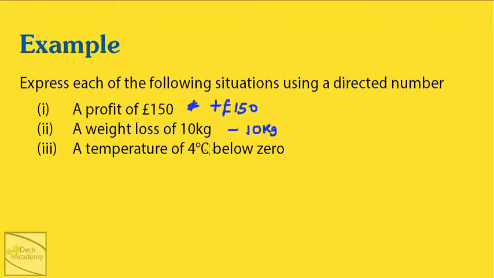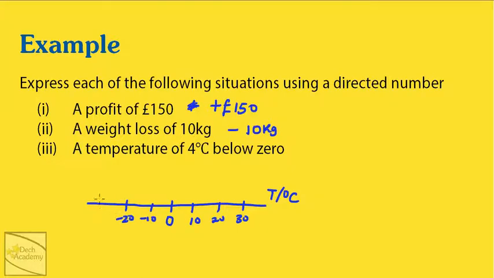A temperature of 4 degrees below 0. So just think of a number line. Think of 0 somewhere here. Let's say this number line represents temperatures in degrees Celsius. To the right you have 10, 20, 30, and so on. To the left you have minus 10, minus 20, minus 30. Now, a temperature of 4 degrees below 0 is a temperature that is less than 0. So it means you're moving 4 degrees in this direction, which will take you to minus 4. So a temperature of 4 degrees below 0 is minus 4 degrees Celsius.